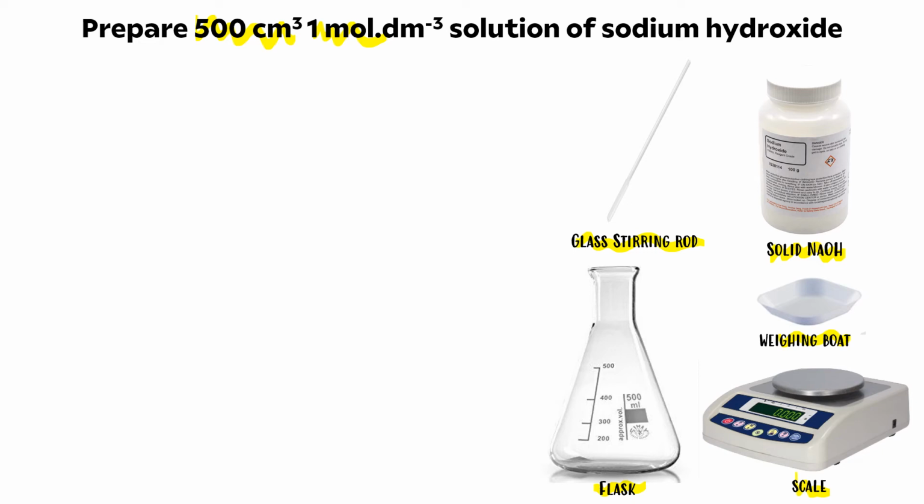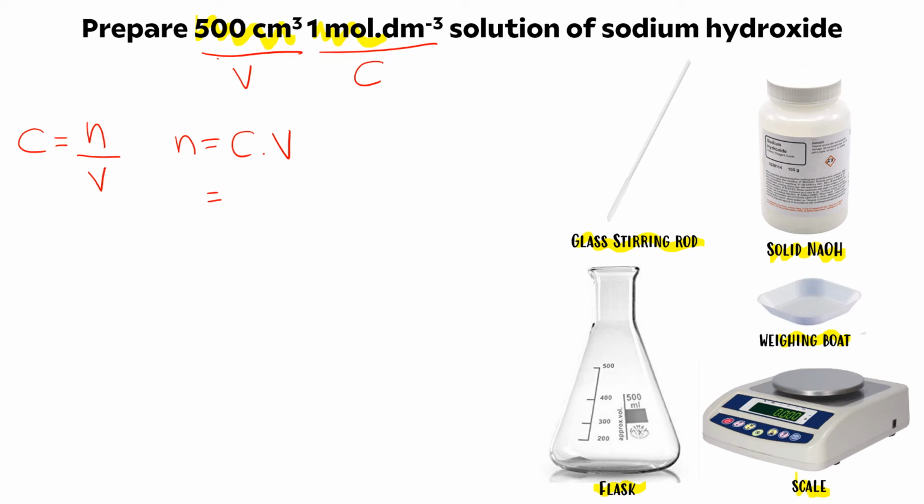We have here the 500 cubic centimeter, which is the desired volume for the solution, and we have here the concentration. So we have C and V. We agreed a while ago that C is equal to n over V. Now we have to calculate the number of moles of sodium hydroxide.